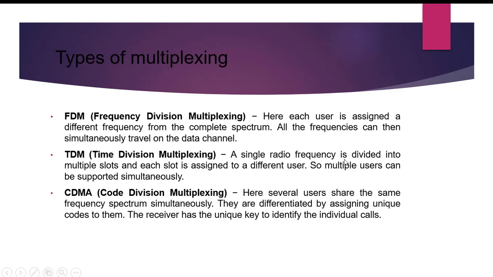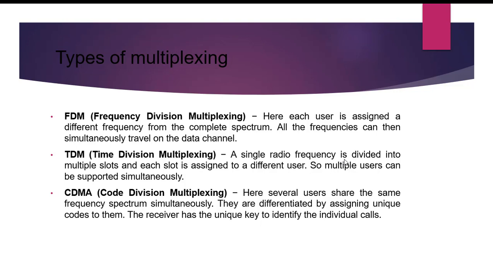Okay, now let us see what types of multiplexing we have. That is called FDM, frequency division multiplexing. Here each user is assigned a different frequency from the complete spectrum. All the frequencies can then simultaneously travel on the data channel. And we have TDM, time division multiplexing. A single radio frequency is divided into multiple slots, and each slot is assigned to a different user, so multiple users can be supported simultaneously.